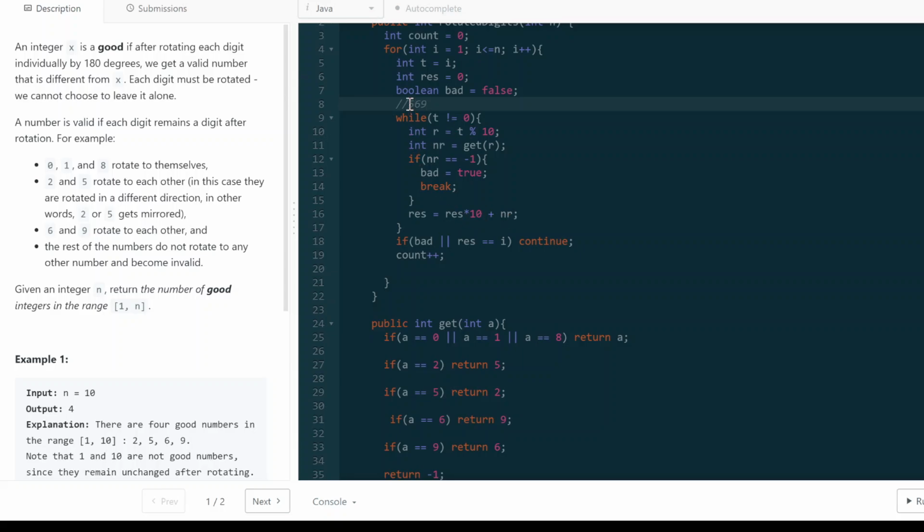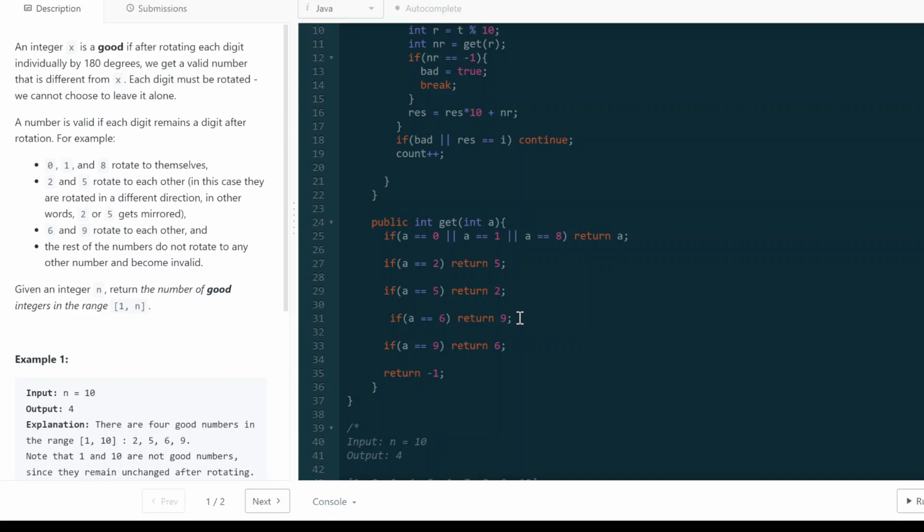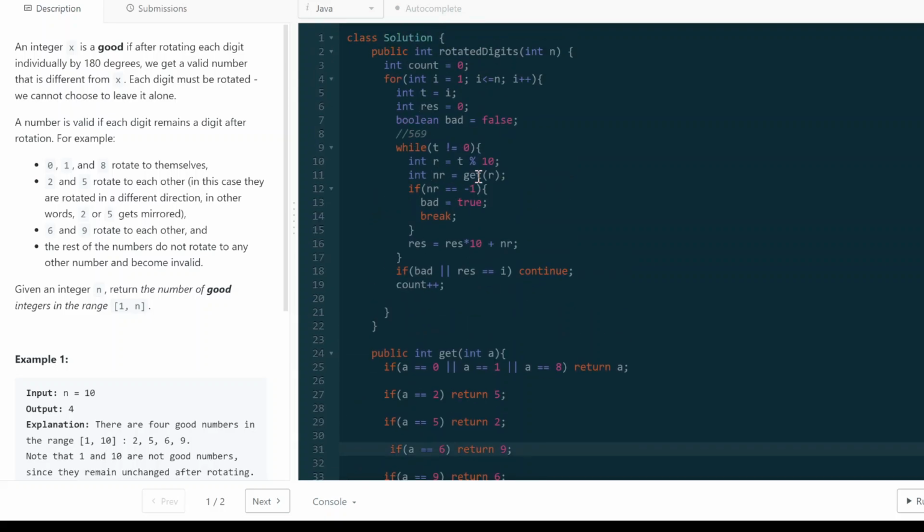So 9. Then I'm gonna extract 6. Now 6 is 6, result, which is 9 into 10 plus 6. So again 6, we're gonna return a 9, right? That's how we form a new number, and then we can check.